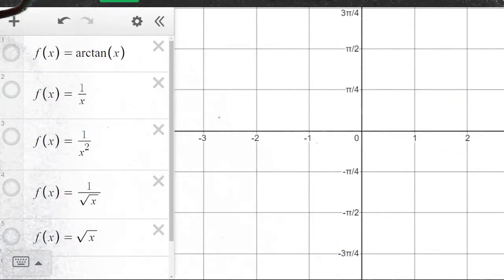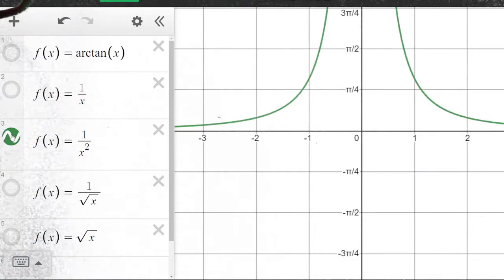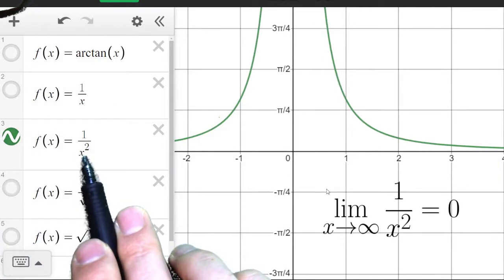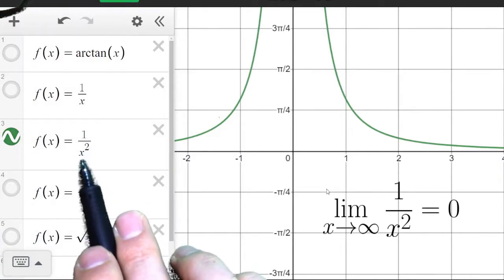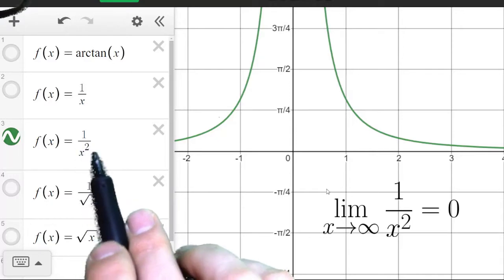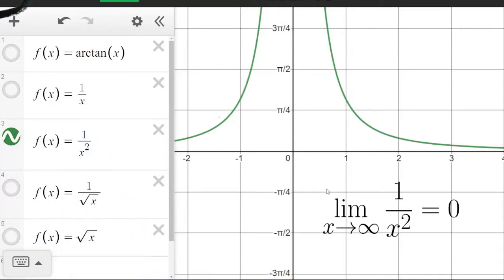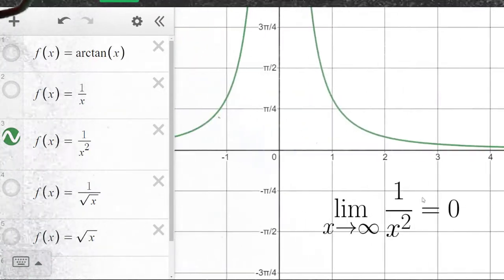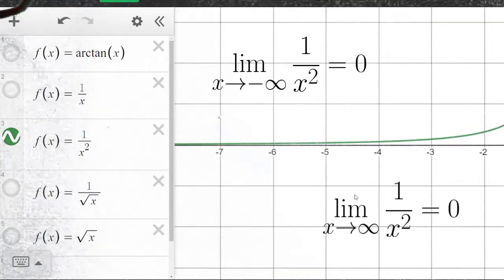We can talk about 1 over x squared, and of course that'll do the same thing because, again, when x gets large, right, when x goes to infinity, 1 over x squared, well, x squared is going to get large, and so 1 over x squared is going to get small, right? So it also approaches 0 when x goes to infinity or negative infinity, and you can see that here.